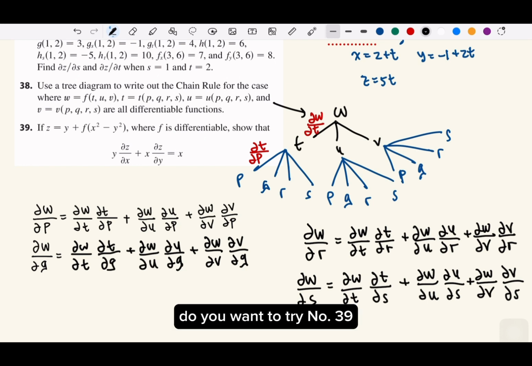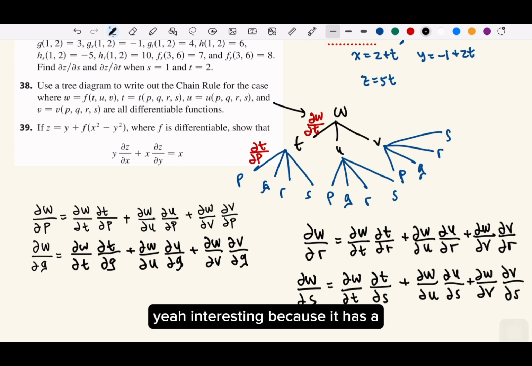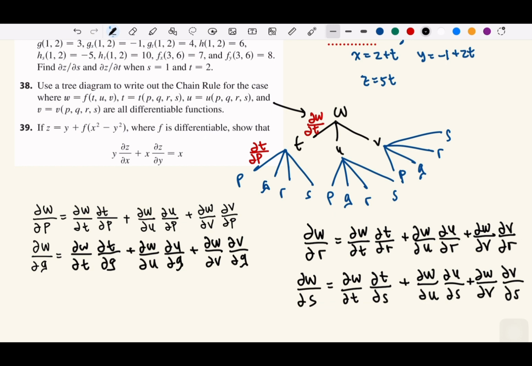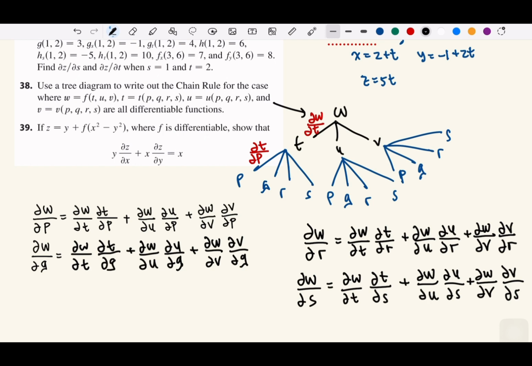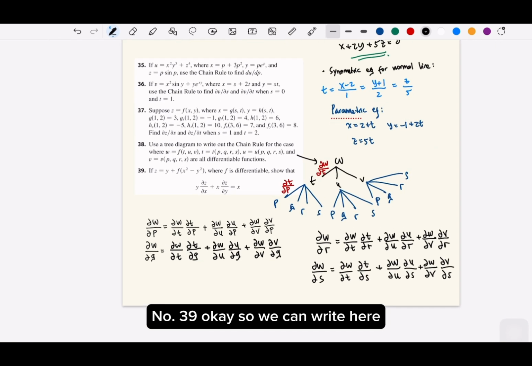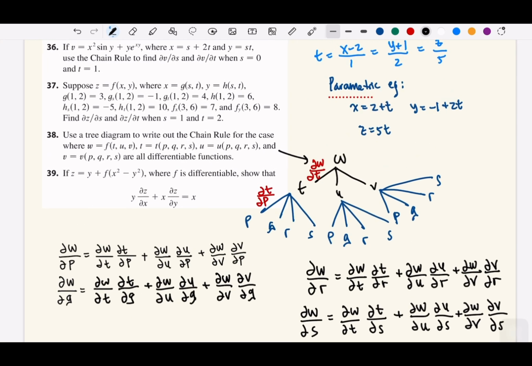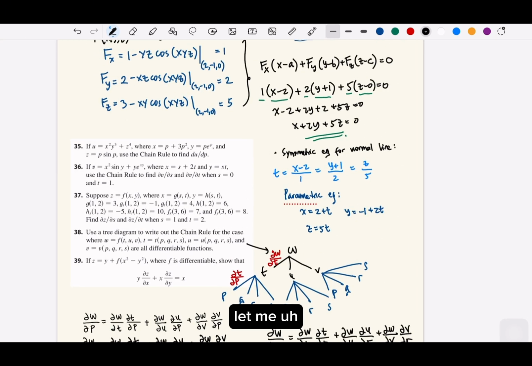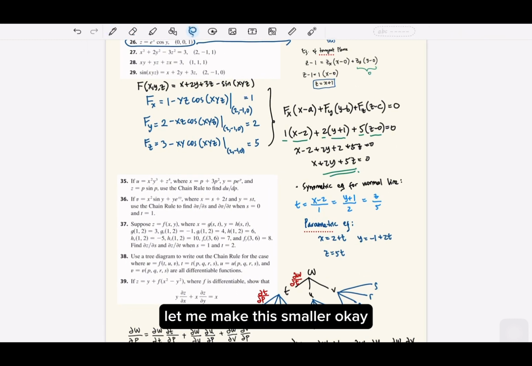Do you want to try number 39? It's like a simple, but yeah, interesting because it has a function form that does not explicitly describe what kind of function. Number 39. Okay, so we can write here. Let me make this smaller. Okay.